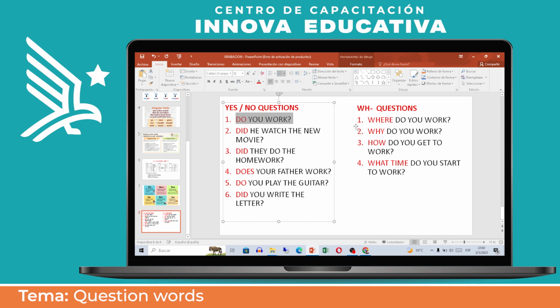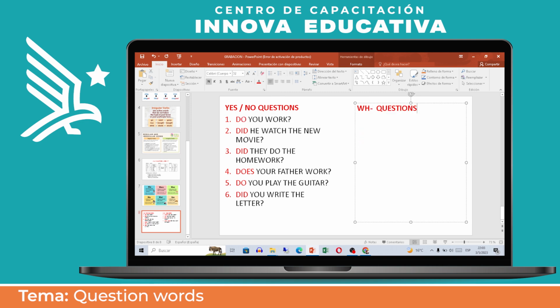We have. Do you work? ¿Trabajas? Yes. Where do you work? ¿Dónde trabajas? Number two. Why do you work? ¿Por qué trabajas? You're asking for a reason. Number three. How do you get to work? And what time do you start to work? ¿Y a qué hora empiezas a trabajar?